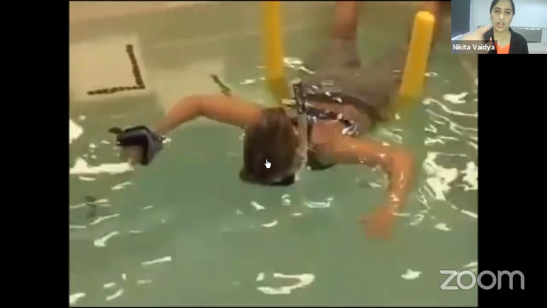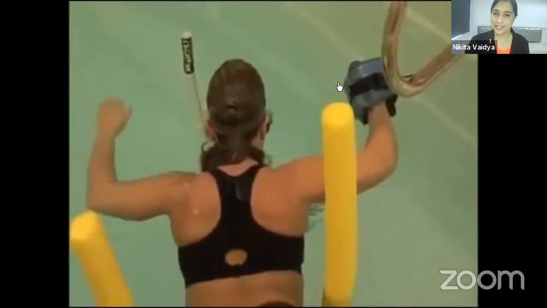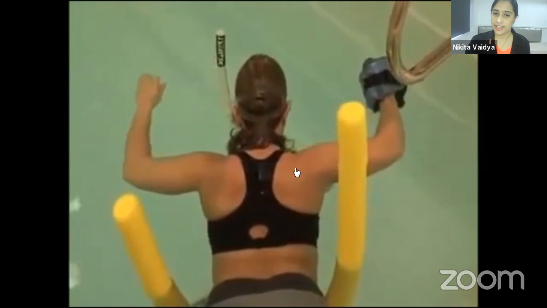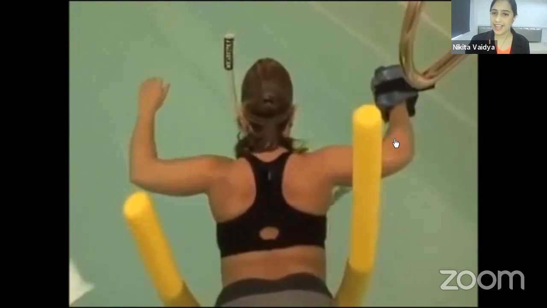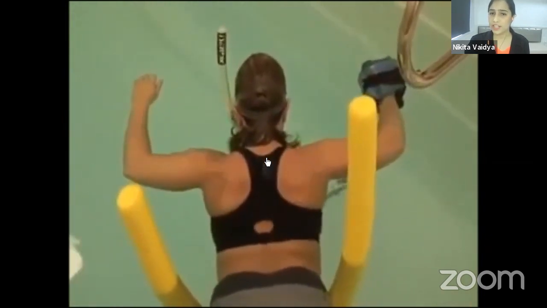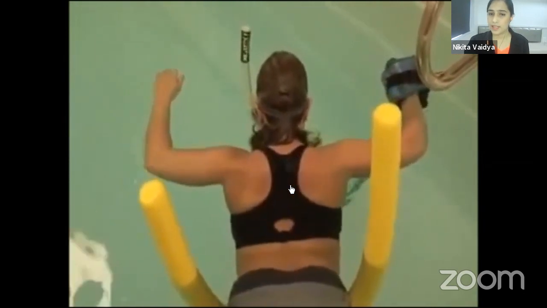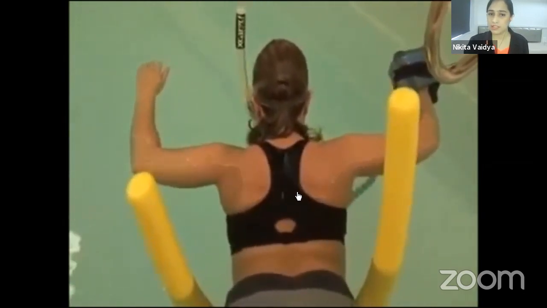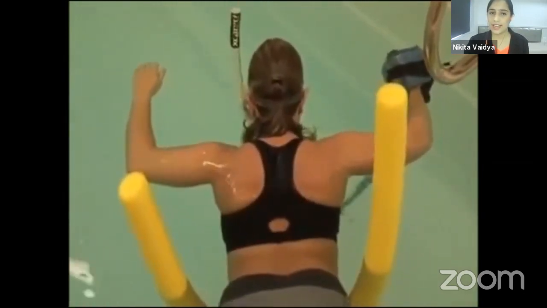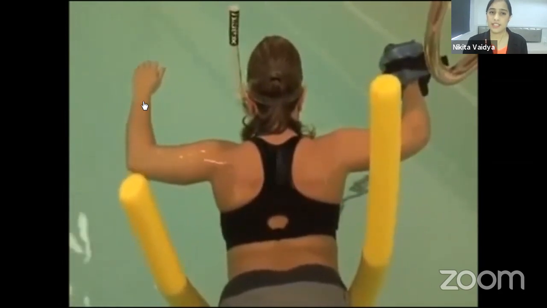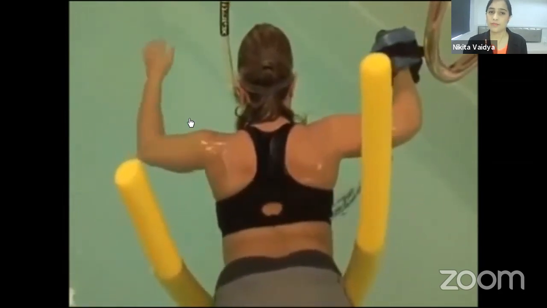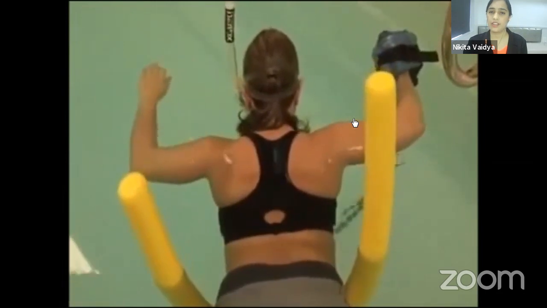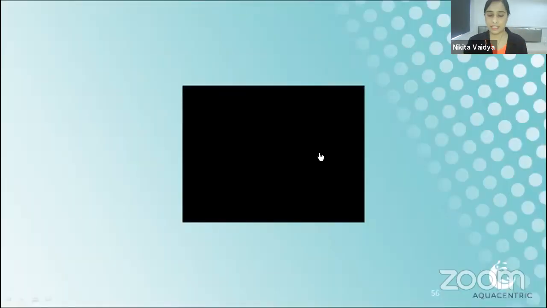Now, a weight has been given in the hand. Here again, this entire segment, especially your scapula, is supposed to be stable, and then the person is asked to do some hand movements, thus trying to see whether stability can be maintained, challenging the strength and endurance of your scapular muscles.